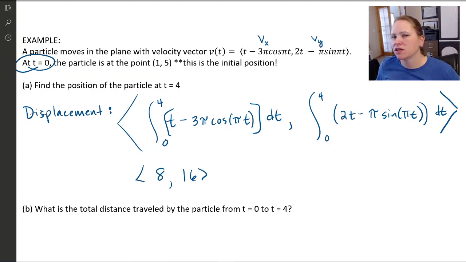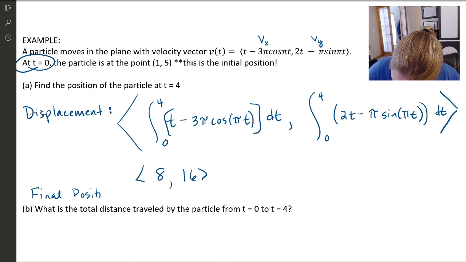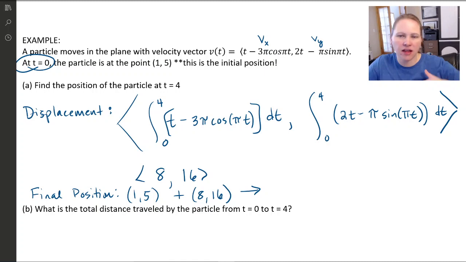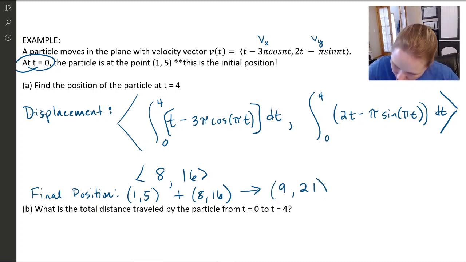Now this is just the amount that we've shifted. So wherever we started from, we moved 8 to the right and 16 up. That's the amount of change. Now to find where we landed, we have to take our initial position. So our final position is simply (1, 5) plus that shift of <8, 16>. And again, rounded brackets. When you're talking about position, usually we'll switch to rounded brackets. It's semantics, but basically this is where we land.